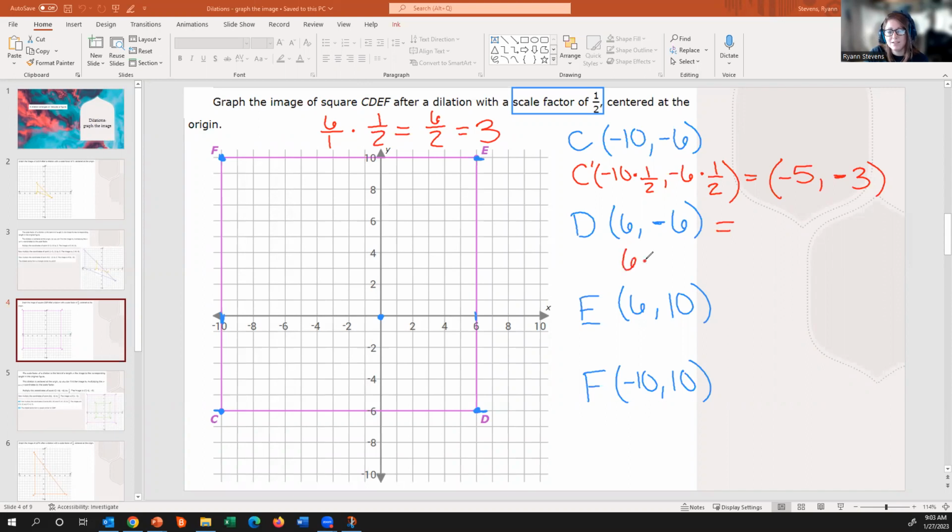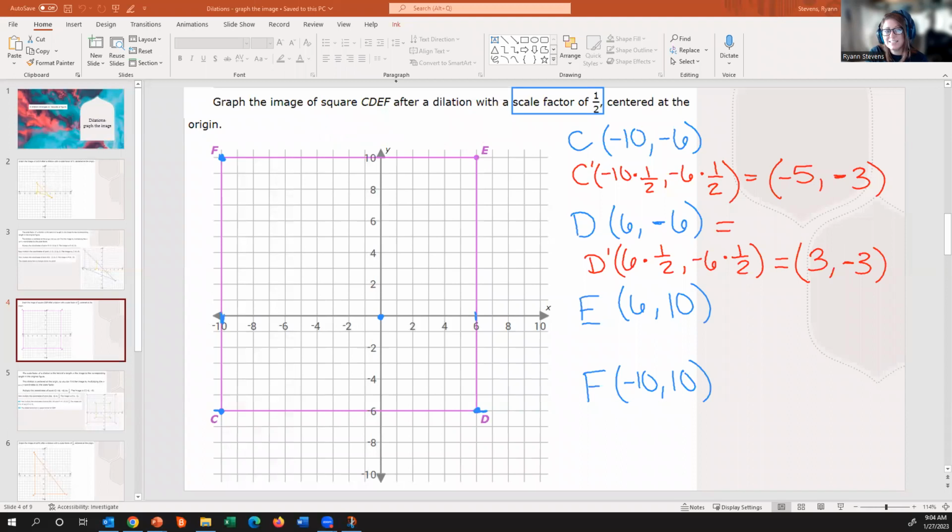And I'll write this down here, 6 times 1/2. And then we have a -6 times 1/2, which would give us a -3. The good thing is we've already solved this -6 times 1/2 up here with C prime. So with the image of D, we could say that this is a -3 as well.